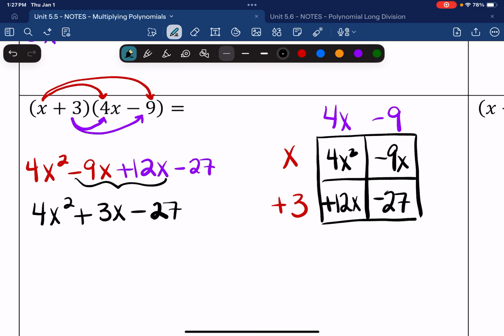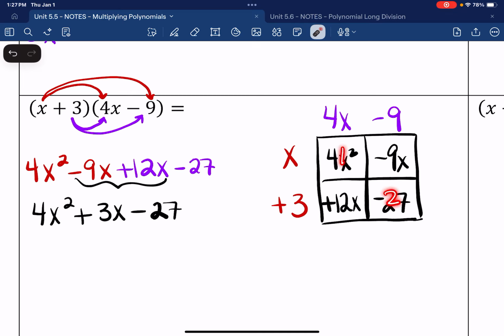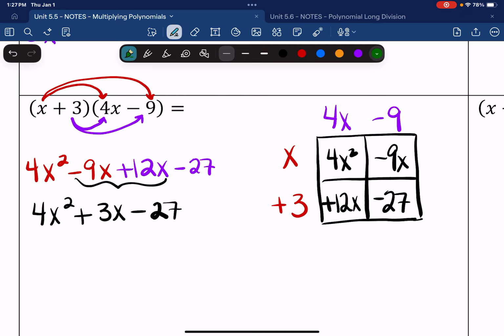Okay, now it doesn't matter which order you multiply. You can jump from this box to this box to this box to this box. It doesn't matter. You can multiply in any order. I just like to do things in patterns the same every time so I don't get confused.